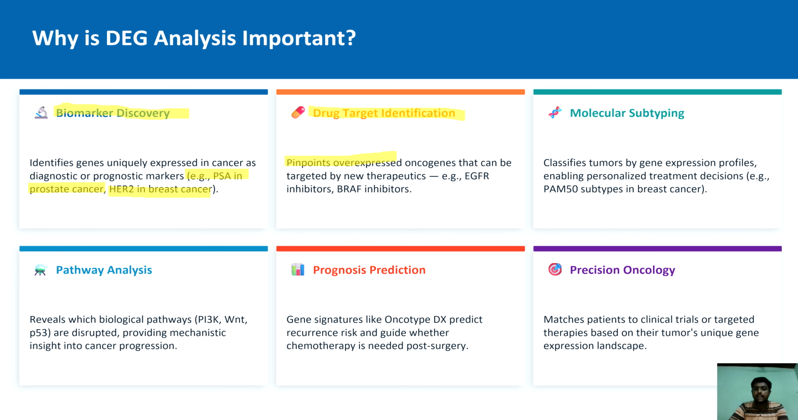Number 2 point, drug target identification. If we understand the differentially expressed genes, then based on their expression level changes from the normal level, we have to understand what pathways they are modulating. If we understand the pathways, then we can use certain drugs to inhibit the pathway-related genes or proteins, like EGFR inhibitors to inhibit EGFR. To inhibit the BRAF proteins, the BRAF inhibitor drugs are there.